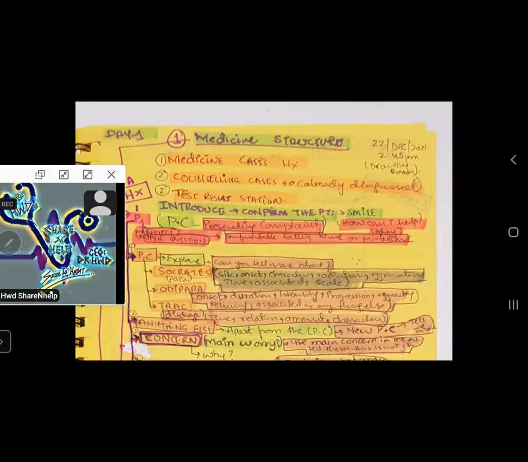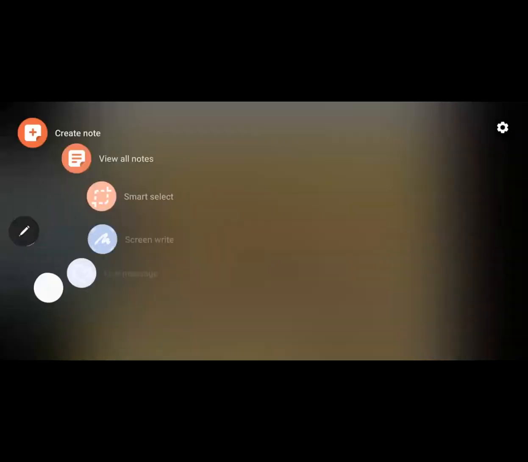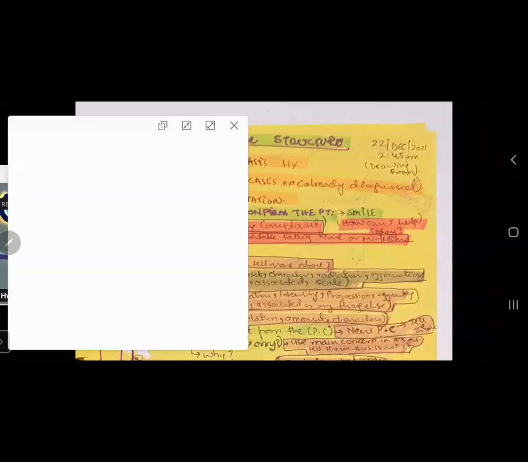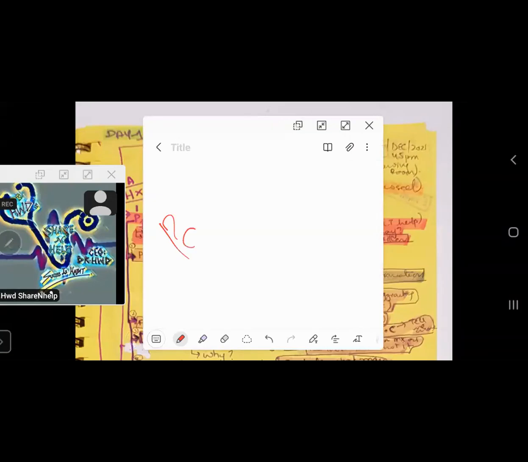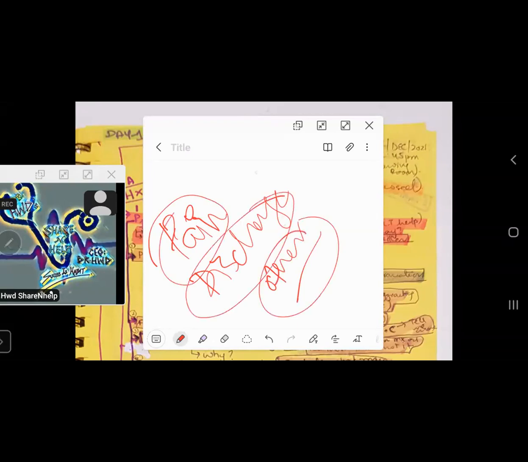The first complaint a person can come up with is pain. The second complaint is discharge. The third complaint could be any other. So there is mainly pain, discharge, and other. For pain, we're going to use SOCRATES, that we're going to talk about in a bit. And for discharge, we're going to use TREK, that we'll also be talking about. For any other complaint, we're going to use ODIPARA. So let's just do this.